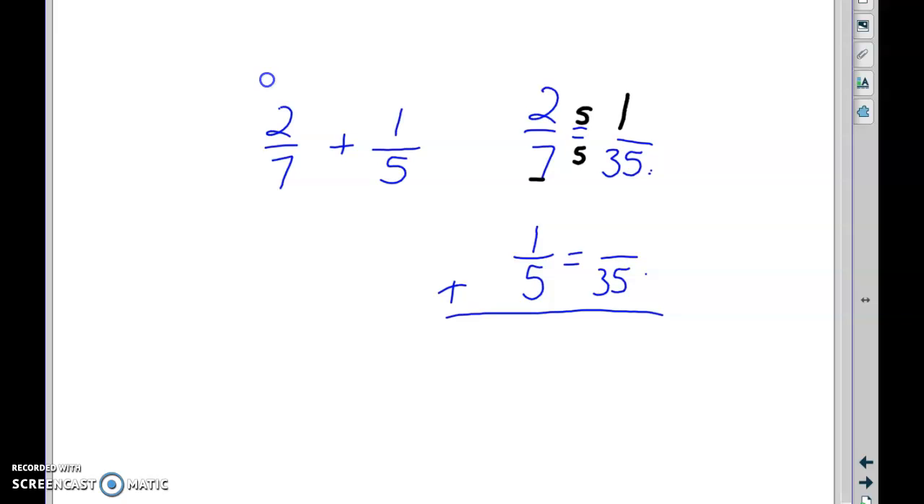So 2 times 5 is 10. So 10/35 is another name for 2/7. It's the same amount. They're equivalent. You could say it all those ways. Down in the bottom, we're going to change the 1/5 over to 35. 5 times 7 is 35. So what do you multiply the top by? 7. 1 times 7 is 7. Now they both have 35 in the denominator, and we can add them. 10 plus 7 is 17/35. Bam, boom, done with that.